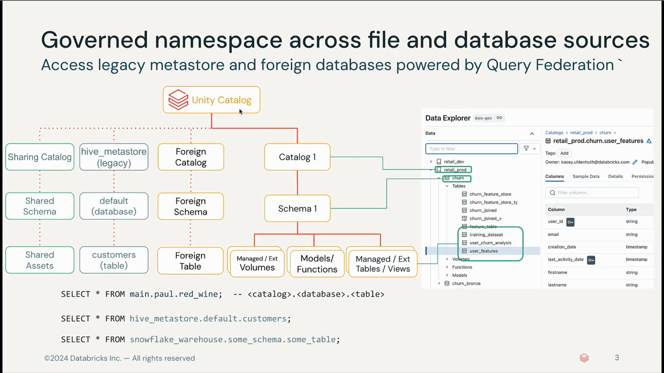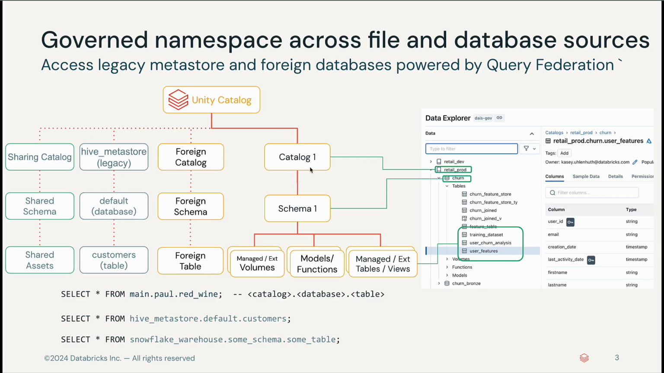Your Unity Catalog Metastore is a top-level layer where you can create multiple different catalogs. Each catalog can have many schemas, and each schema can have a collection of data and AI assets. That includes volumes, which are abstraction layers on top of your files, so your S3 buckets. It includes tables and views, and then it also includes machine learning models and functions.